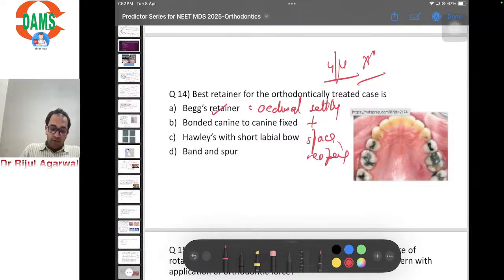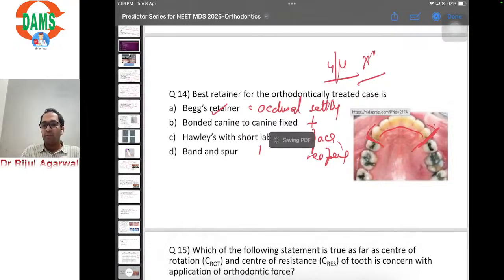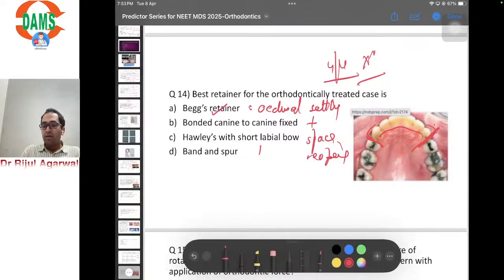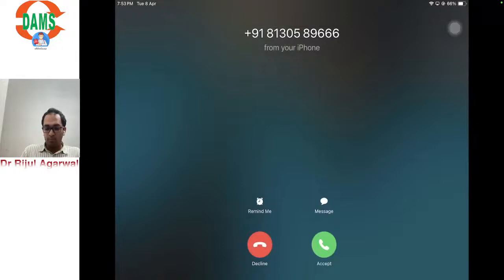What will happen if we give a bonded canine to canine fix? The space will open up here, since it's an extraction case. Polys with short labial bow: the short labial bow wire will go above here. It will prevent settling of the occlusion and lead to opening of the space. And band and spur, I don't know, it's not a retainer, it's some kind of space maintainer. So in an extraction case, always go for a Becks retainer. In a non-extraction case, Polys with a labial bow.